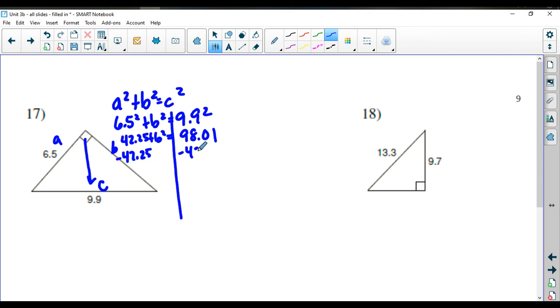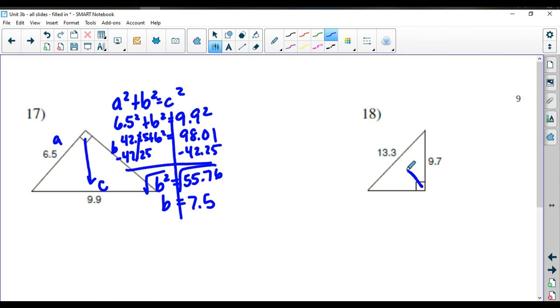Taking away the 42.25 on both sides will give me 55.76 equals b squared. Don't want b squared, just want b, so I take the square root and round it. I get 7.467, so 7.5.